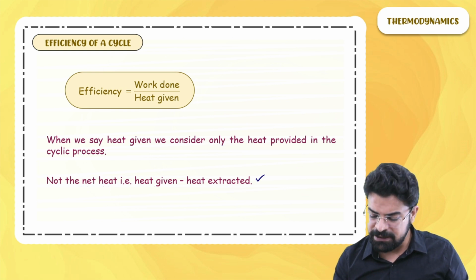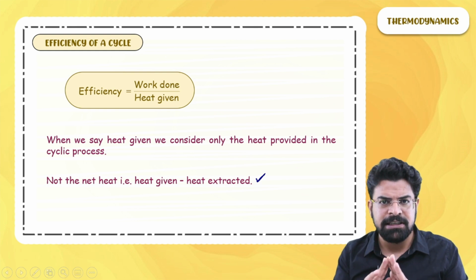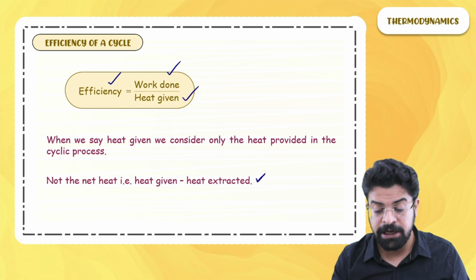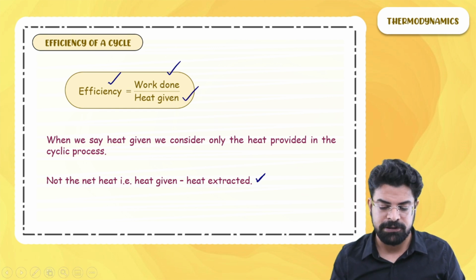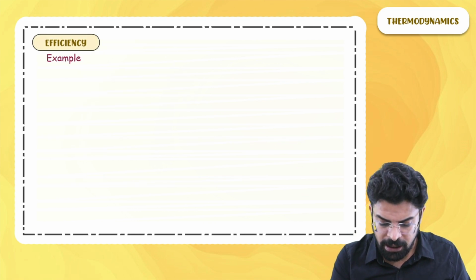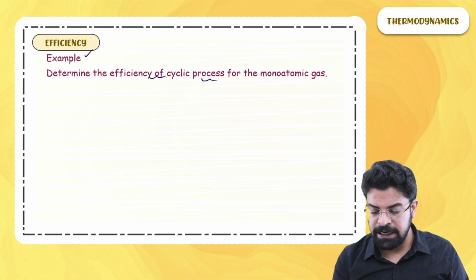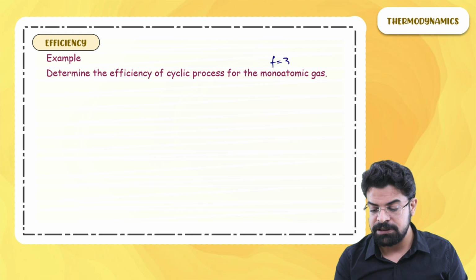Sir, I am not getting the meaning of this net heat given and heat given. Let's understand this with an example. Just remember that efficiency equals work done upon heat given. You just have to consider the amount of heat given to the gas. So, an example to understand efficiency: determine the efficiency of the cyclic process for a monoatomic gas. When I say monoatomic gas, the degree of freedom is 3.